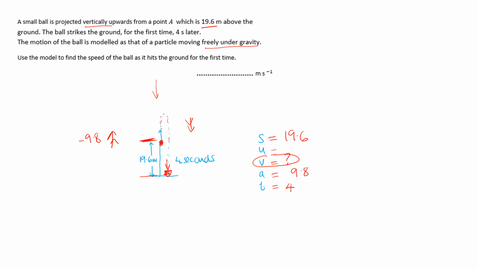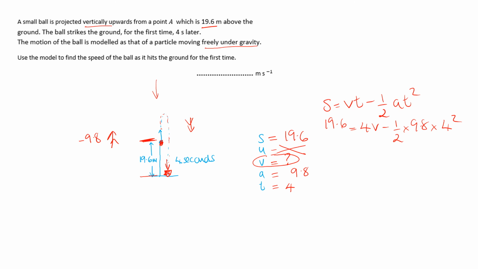Now the SUVAT equation that we're looking for, because we've left the one we haven't got blank, we're looking for a SUVAT equation that doesn't involve initial velocity. And the one to use is S = vt - ½at². So S, the displacement, is 19.6, t is 4, so 4v - ½ × 9.8 × 4².